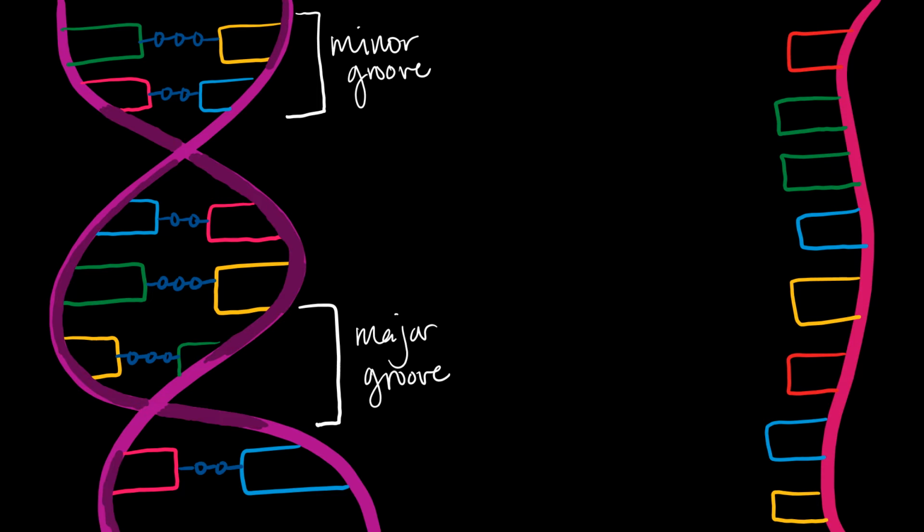RNA is usually a single-stranded molecule, but it can form unique shapes by base pairing and folding in on itself. RNA is also composed of nucleotides, just a different type than those found in DNA.